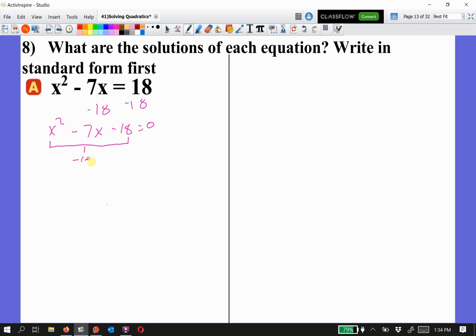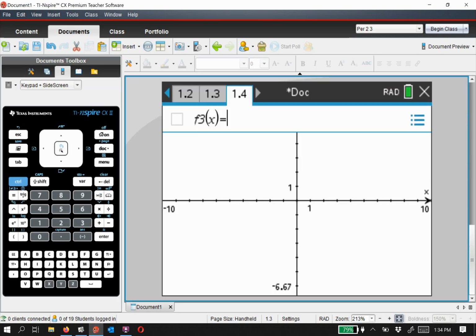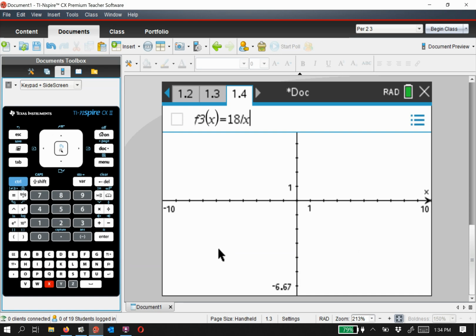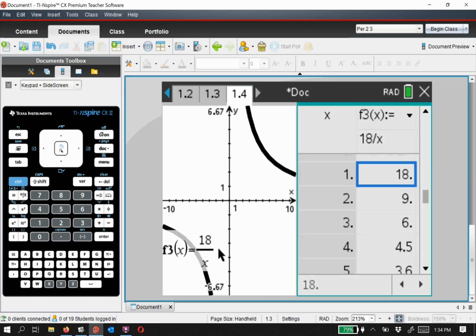Negative 18, if you want to put a 1 there, that's cool. Negative 7, 18 is, let's see, we have 1 and 18, 2 and 9, 3 and 6. Again, if you're not sure how to do that, either use the factor sheet, of course. We could also go to graph 18, divide x, control T, and I'll give you all your factors.